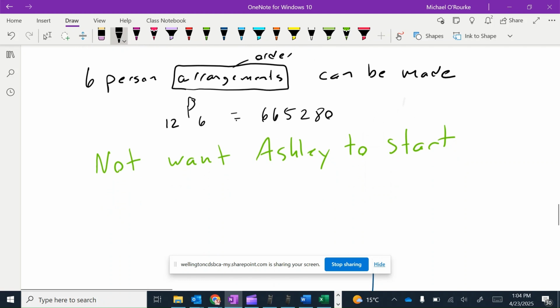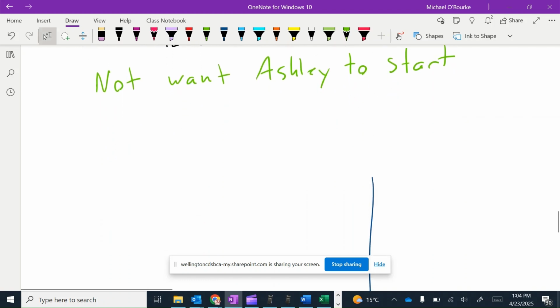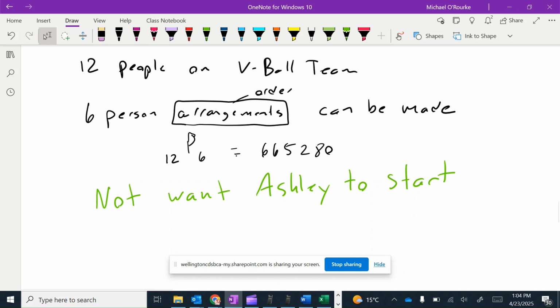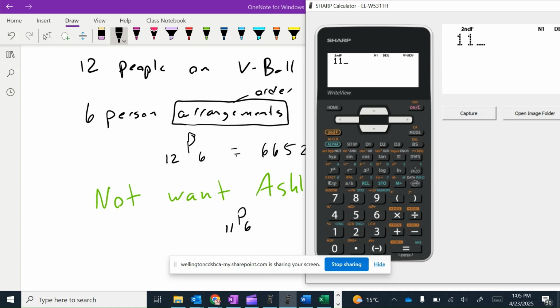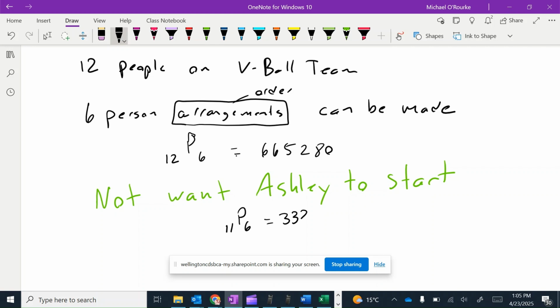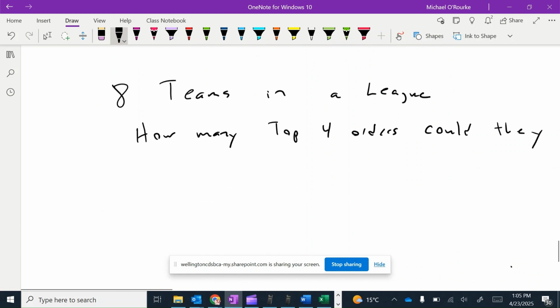Now, let's say one of the players is Ashley. Let's say Ashley is not in one of the arrangements. So Ashley can't be in the arrangement to start. What would that be? If I took Ashley out and she was no longer available, how many arrangements would there be? Well, if I take Ashley out, there's going to be 11 people available, and I still need 6. Which will equal 332,640. Right?